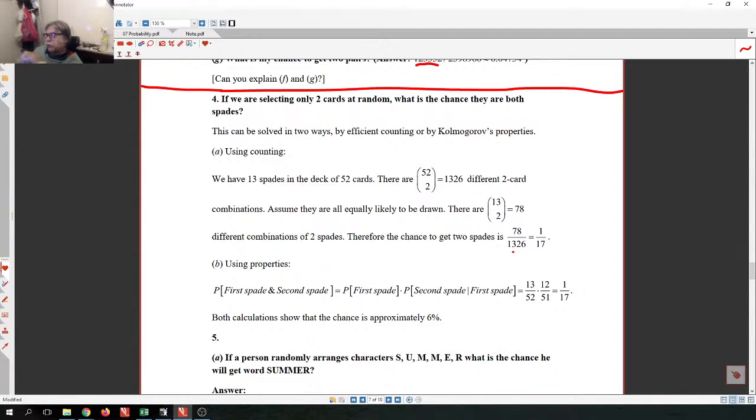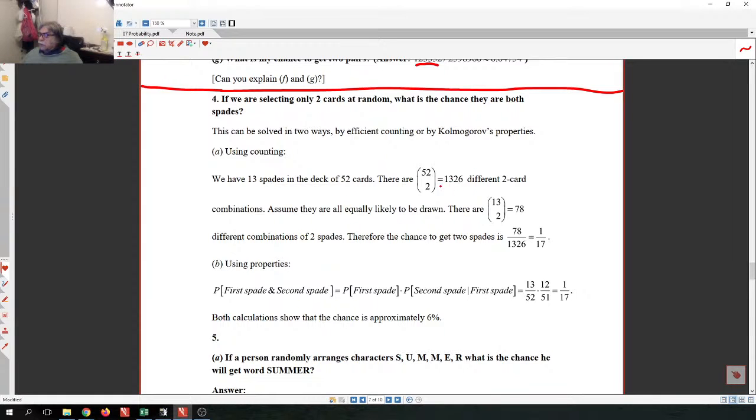Okay? There are 2 different ways to do that. One way would be by using counting. Another way would be by using Kolmogorov probability properties. So now we have 2 different ways we can use. Let's use counting. In the deck of 52 cards, you have 13 spades. When you are selecting 2 cards out of the deck of 52 cards, you can get anything. It doesn't have to be 2 spades. It could be ace of hearts and queen of diamonds, which is not going to be any spade, all right?